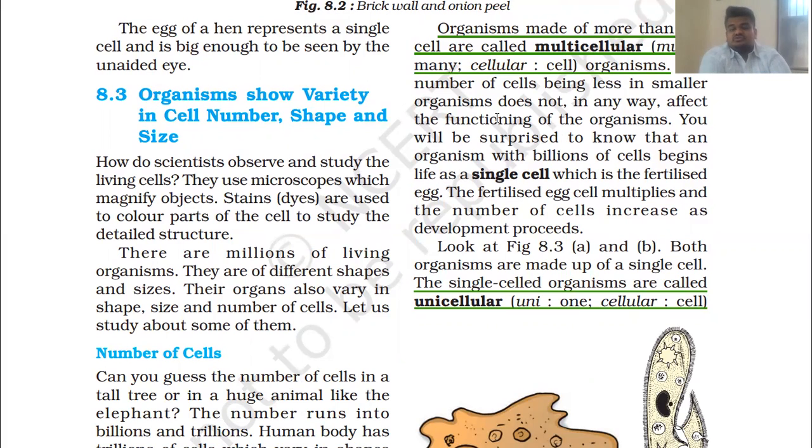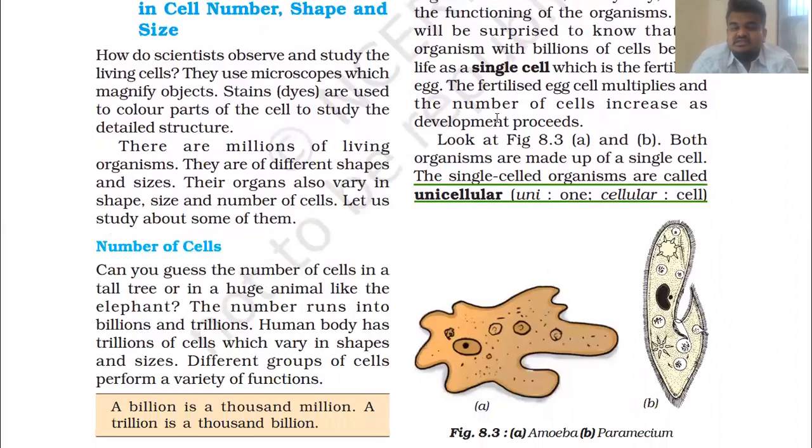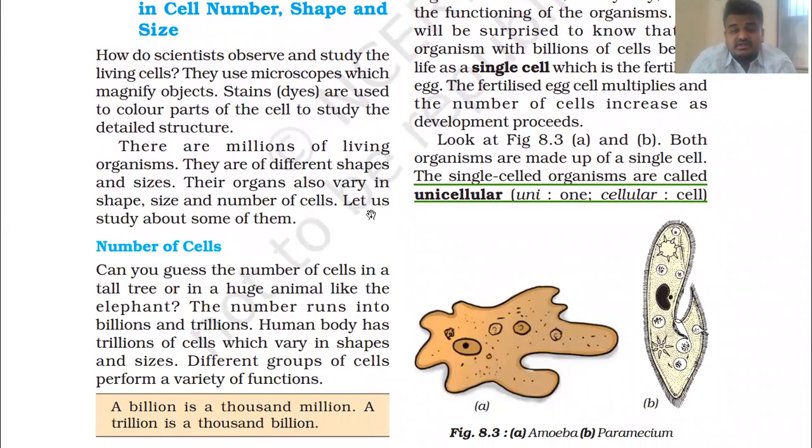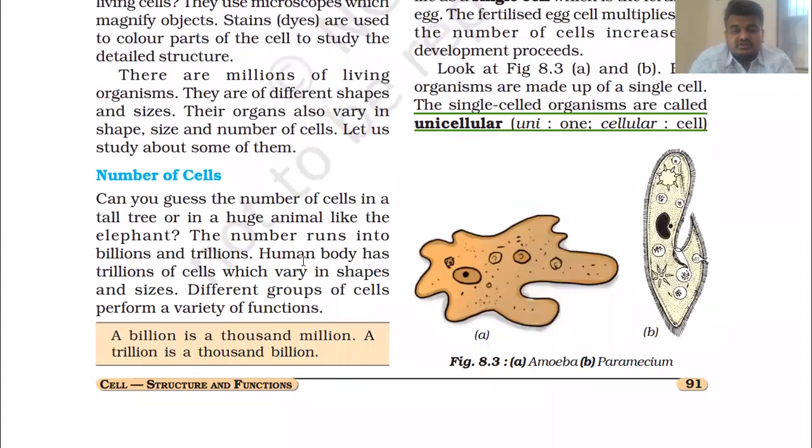So how do these things occur? And what is the classification or the variety in the cell number? Let's see the number of cells first. Can you guess the number of cells in a tall tree or in a huge animal like the elephant? Pause the video and try to think. The number runs into the billions and trillions.